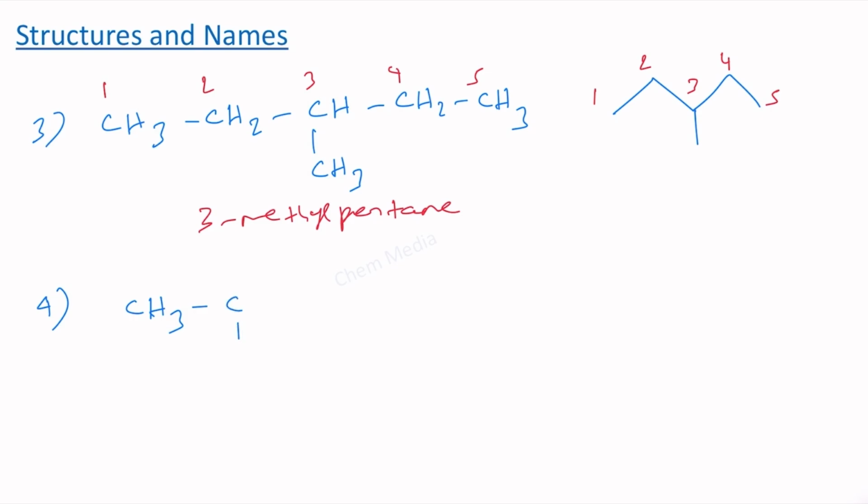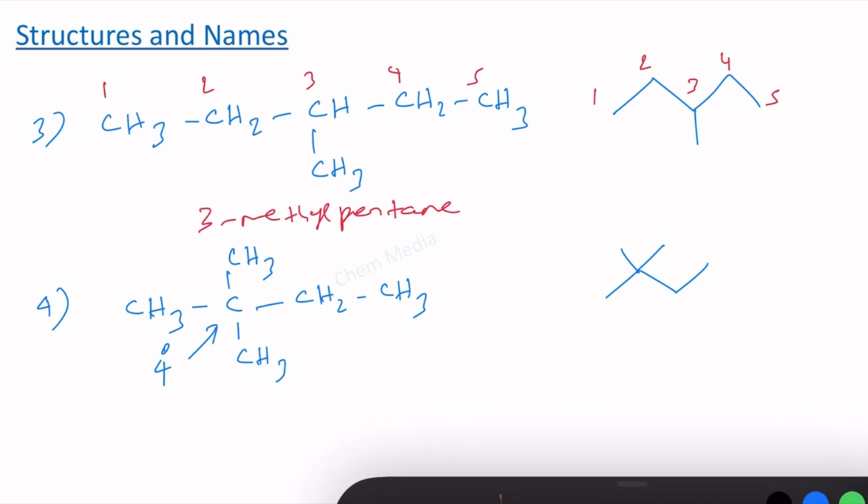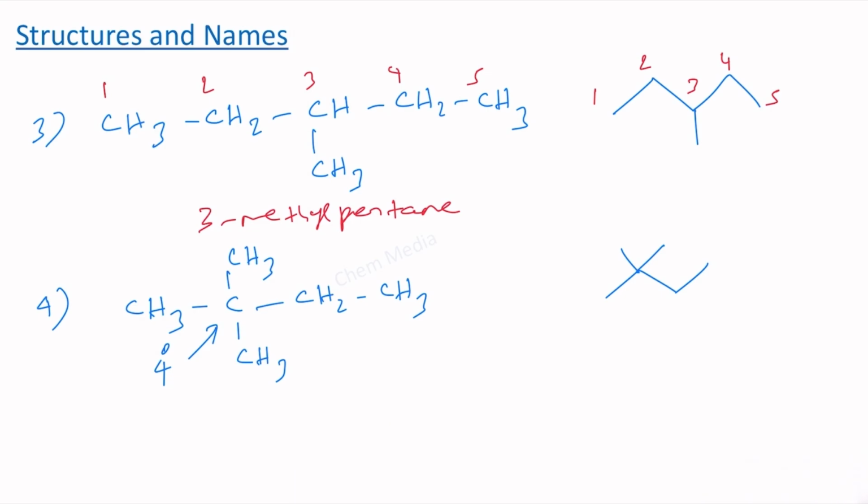So at 2 position 2 methyl groups. And this gives a quaternary carbon. This is a 4-degree carbon or quaternary carbon. And the corresponding structure in bond line notation will look like this: 1, 2, 3, 4, and then 2 methyl groups at 2 position. Let's number it: 1, 2, 3, 4. This is 2,2-dimethyl butane.